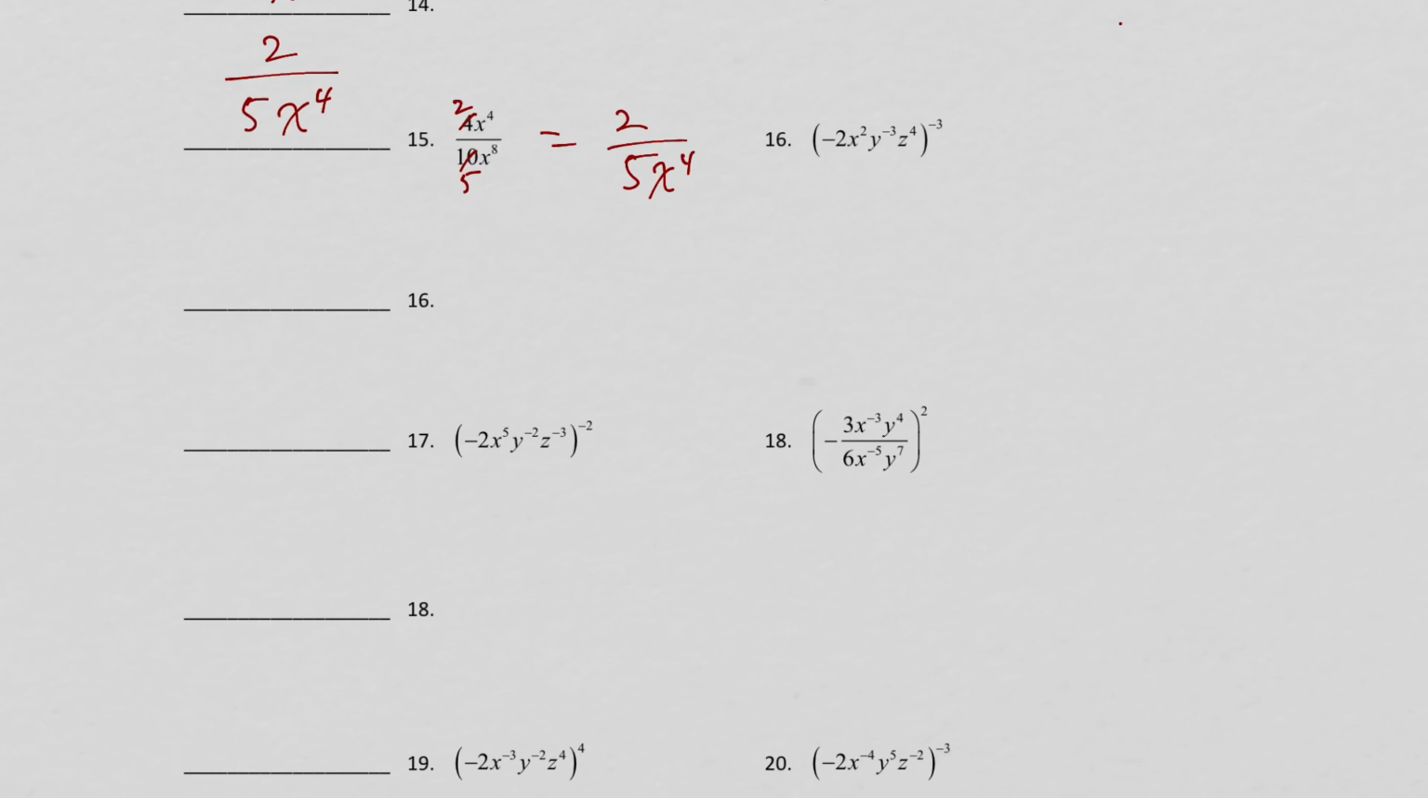There's two things in this exponent. One is a negative and the other is a 3. Here's what I'm going to do. I'm going to have a negative to an odd power. That's going to remain negative.